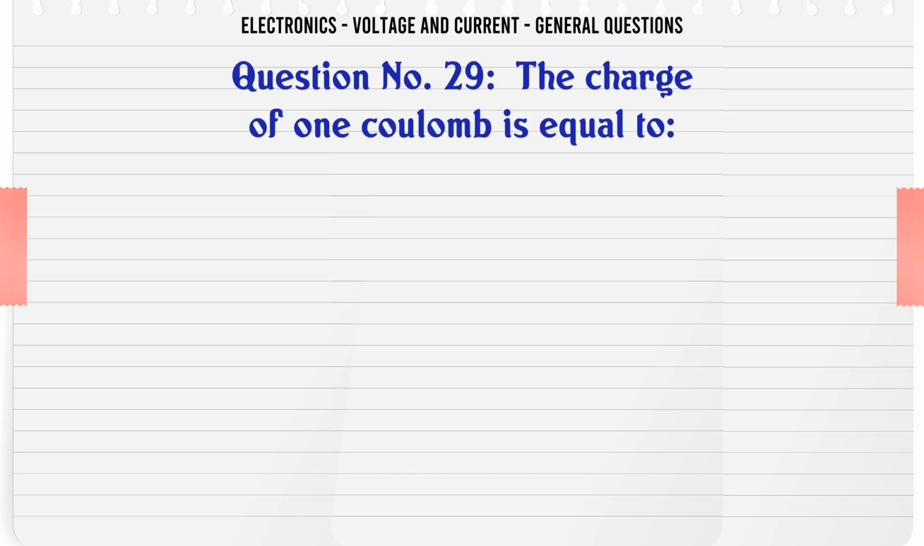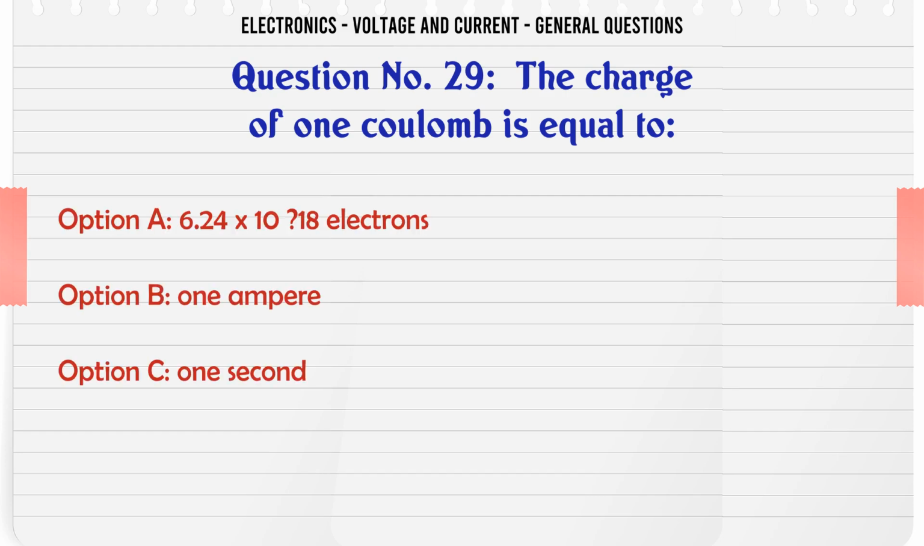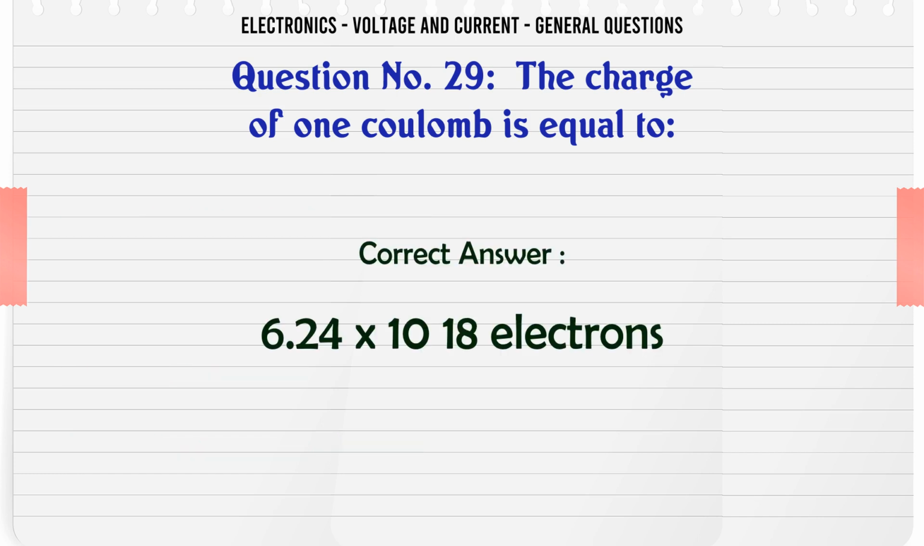The charge of 1 coulomb is equal to A. 6.24 x 10^18 electrons. B. 1 ampere. C. 1 second. D. 6.24 x 10^18 electrons. The correct answer is 6.24 x 10^18 electrons.